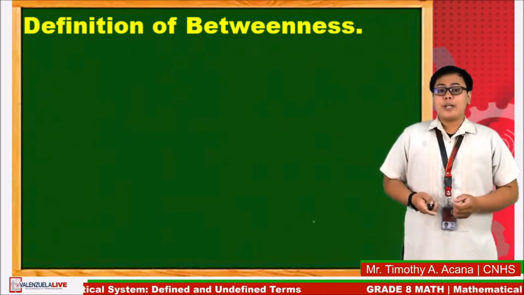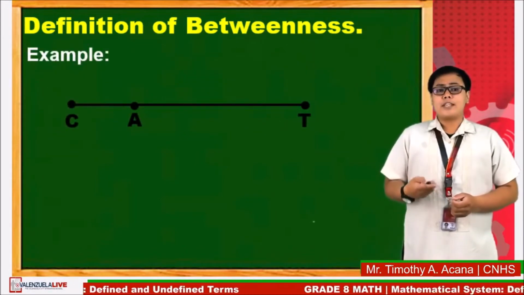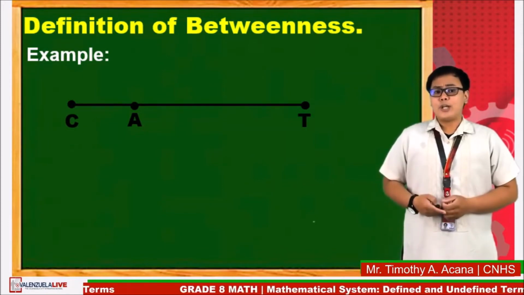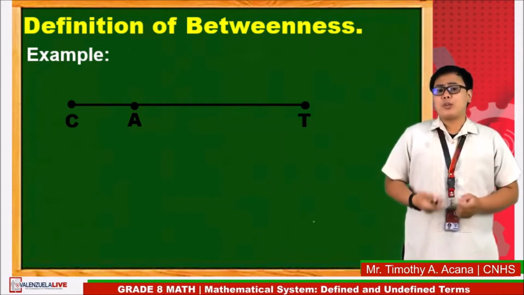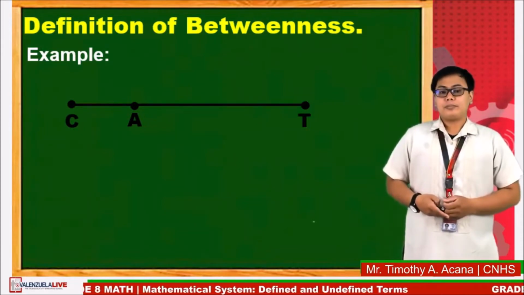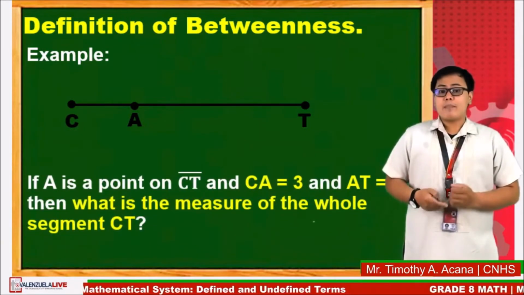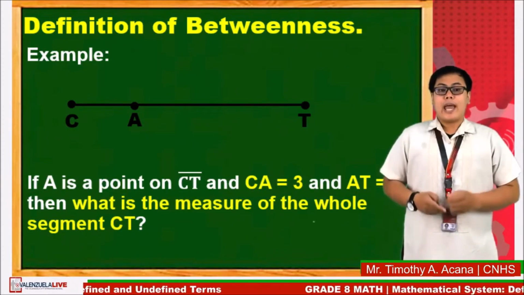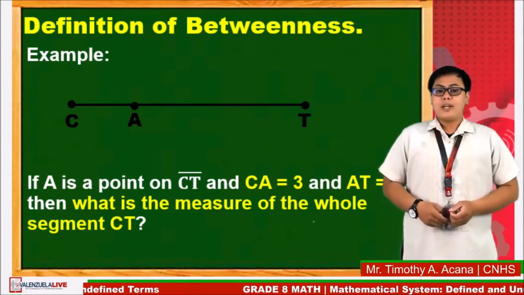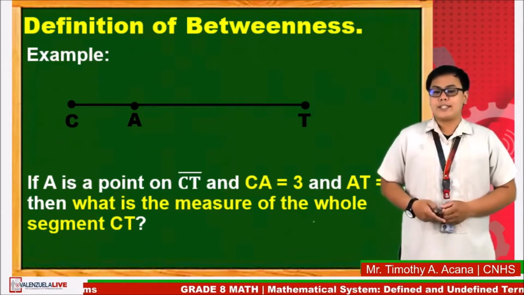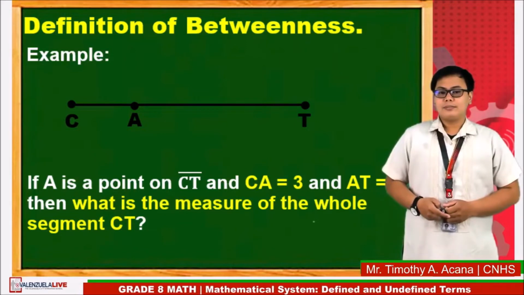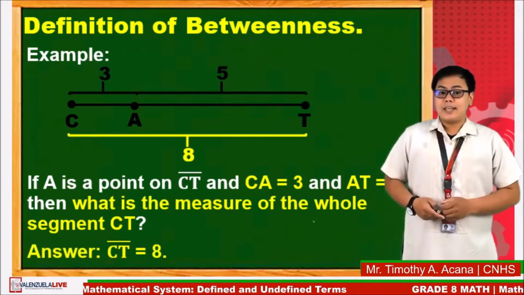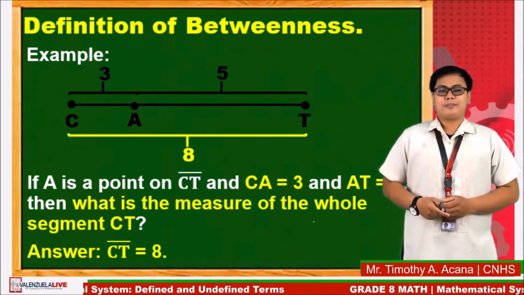Let us refer to the given figure. We have distinct points C, A, and T, which are collinear points, and point A is between segment CT. If A is a point on segment CT, and CA is equal to 3, and AT is equal to 5, then what is the measure of the whole segment CT? Very good. Segment CT is equal to 8.